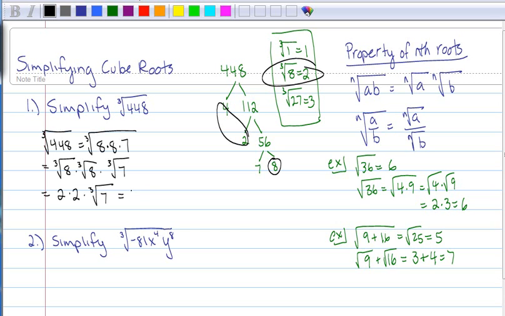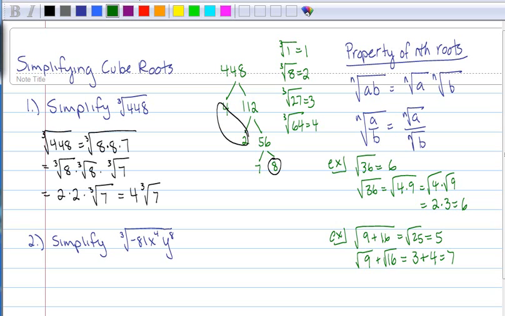So what would that be? That would be 4 cube root of 7. You could have done it a more sophisticated way and realized that the cube root of 64 is 4.